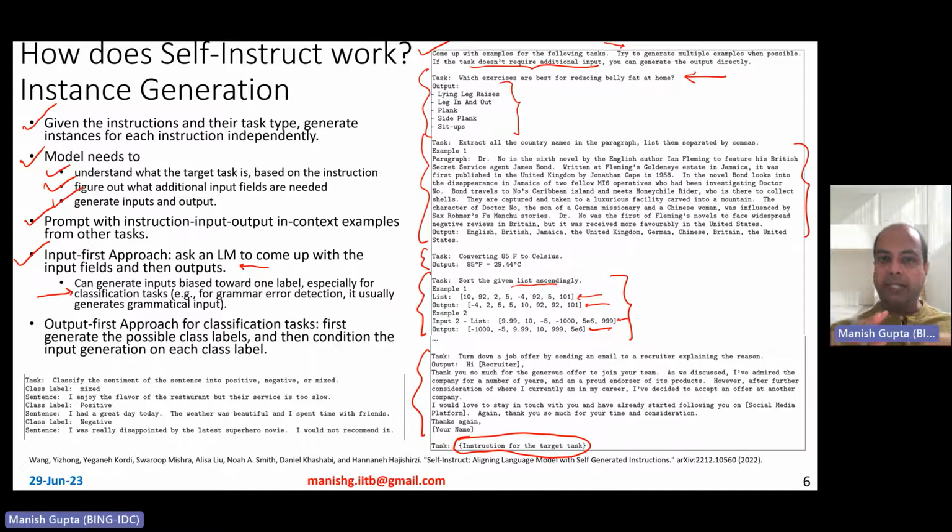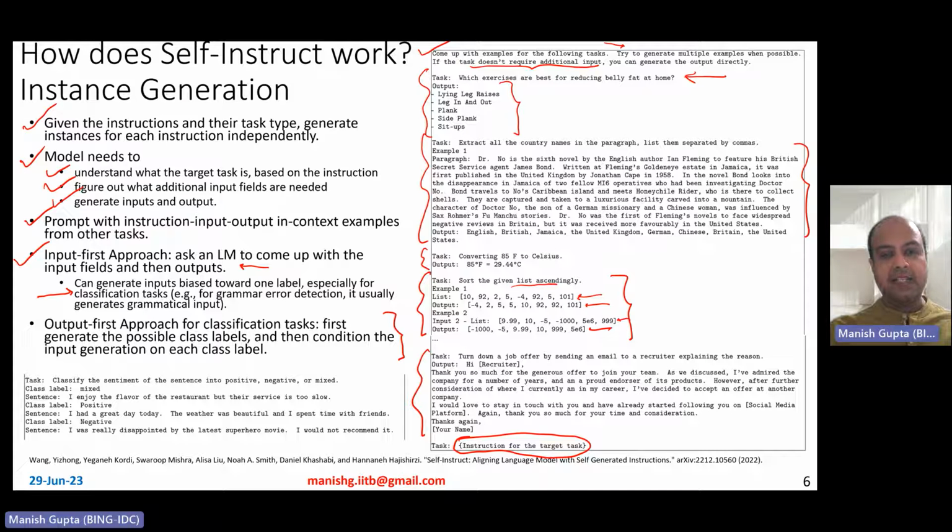To avoid this bias towards the popular labels, these authors also propose something called an output-first approach. This approach really applies to classification tasks. The idea is that you first generate the possible class labels and then condition the input generation on that class label. For example, is this sentence grammatically correct? You would say no, and then you generate an example of a not grammatically correct sentence, using, of course, the same language model.